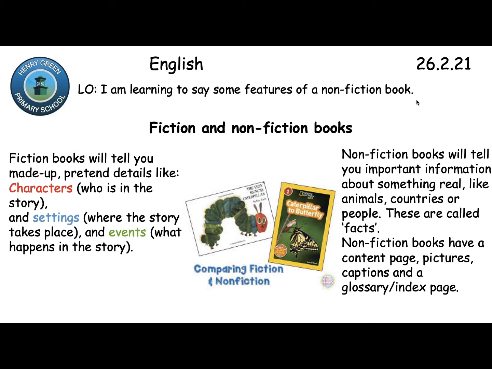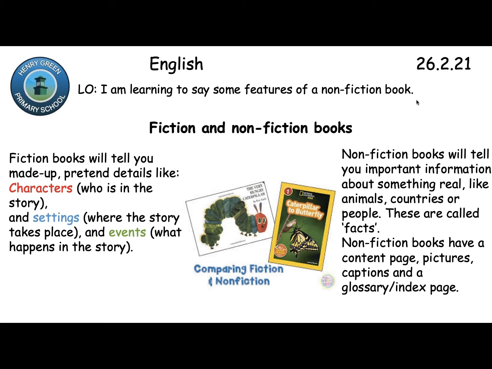And now non-fiction. What do you think a non-fiction book is? Have a little think. If fiction is unreal, what do you think a non-fiction book is? Well done if you used the term real. It is usually when the book tells us very important information about something real. For example, animals, countries, or people. These are called facts.